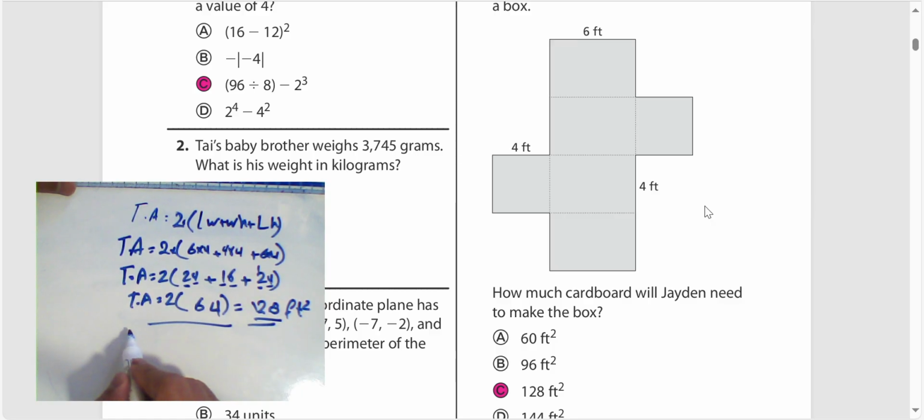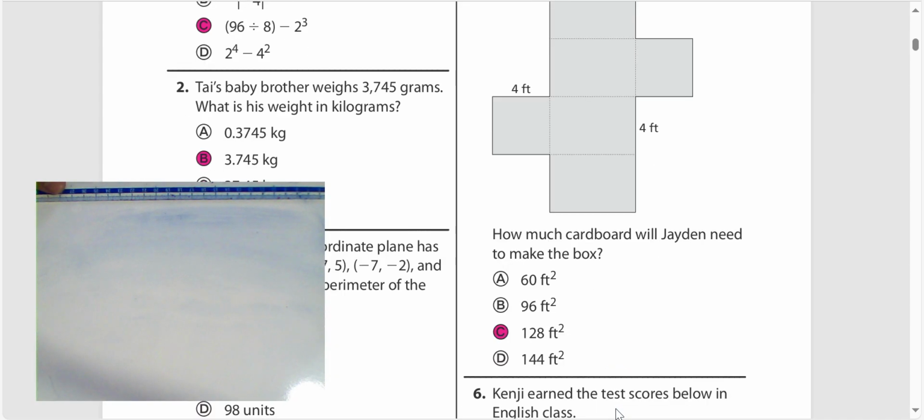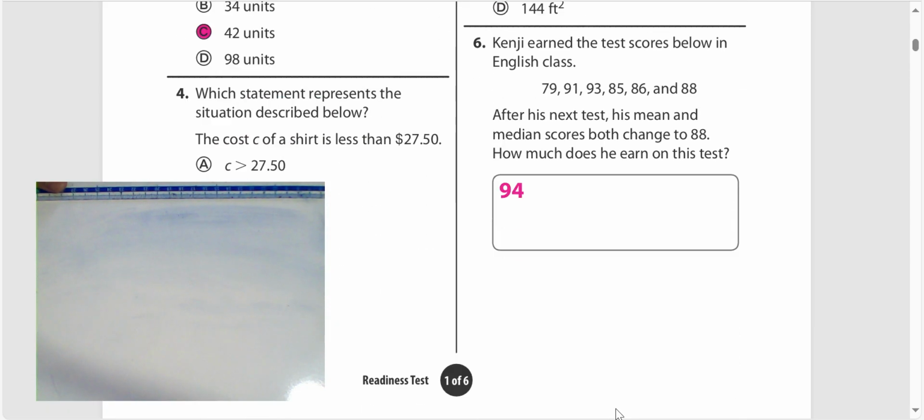It's the total area. Okay, so what does he need in this example? The total area. Then the result will be letter C for this example. Next, question number 6.